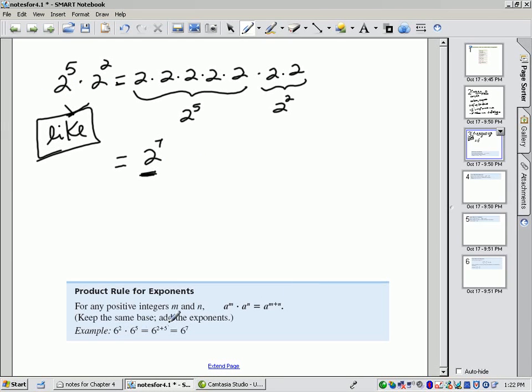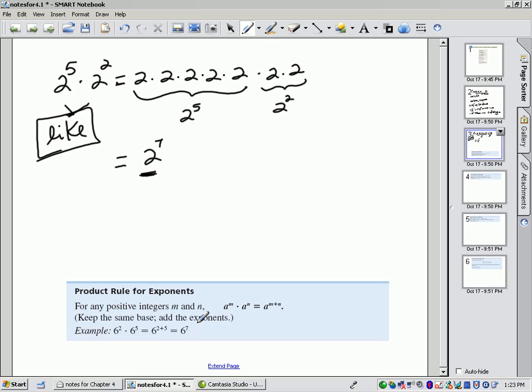For any positive integers m and n, we have a to the m times a to the n is equal to a to the m plus n. Keep the same base, add the exponents. An example very similar to the one I just did, except here's one with 6's, but the idea is the same. The base stays the same, we just add the exponents together.